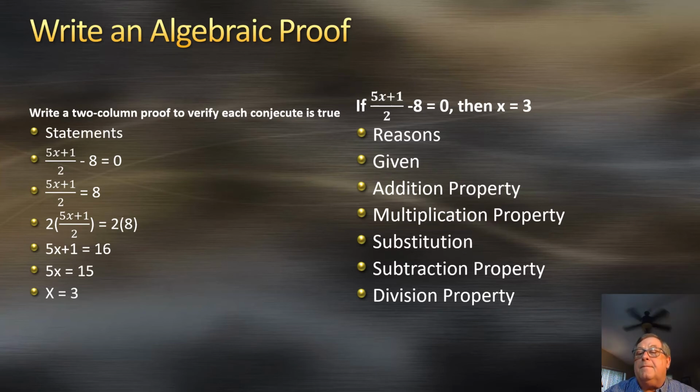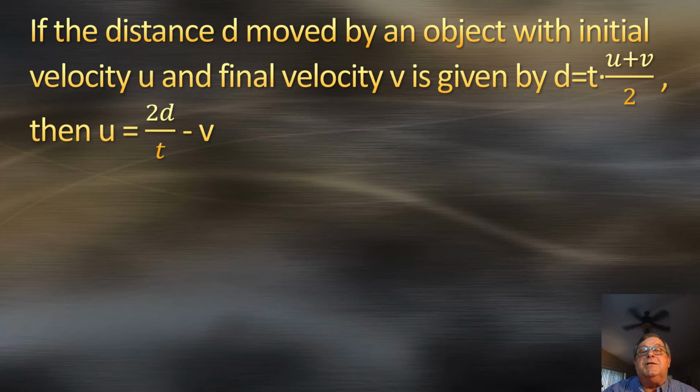All righty? Okay. Now, let's go look at another one that's a little bit more complex because there's going to be a bunch of variables involved. If the distance d moved by an object with an initial velocity of u and a final velocity of v is given by the equation d equals t times (u, initial velocity, plus v, final velocity) divided by 2. And so there's our given, okay? This part of the equation, d equals t times (u plus v) divided by 2, that's the given.